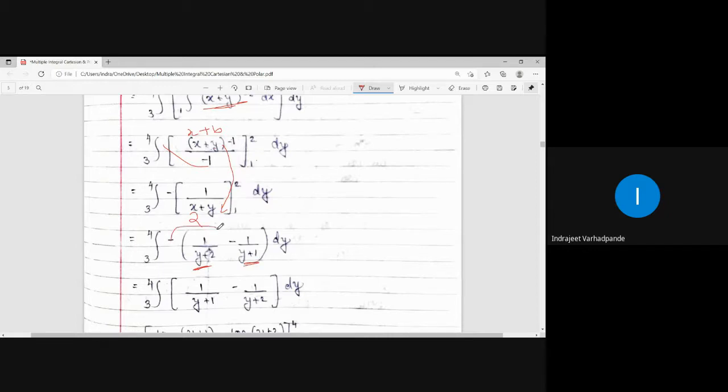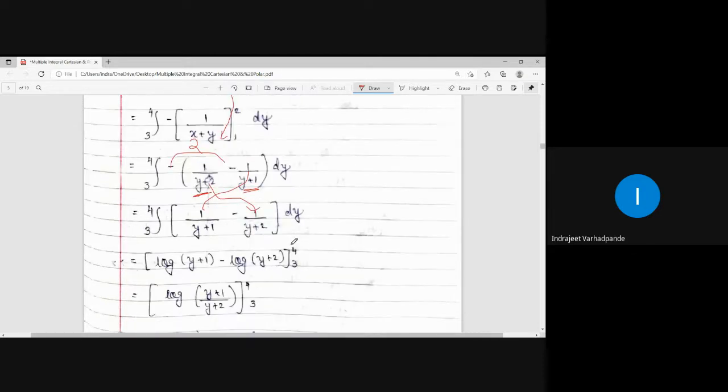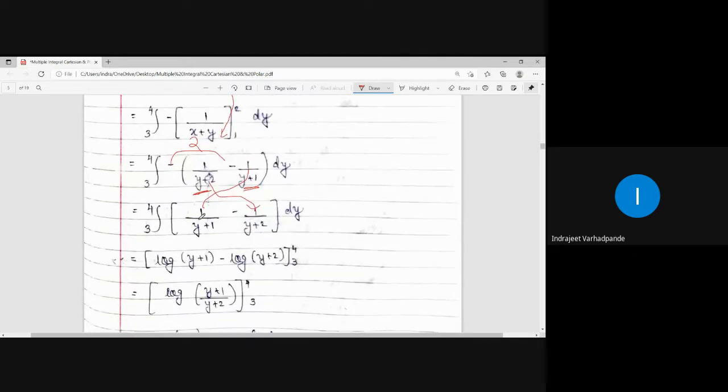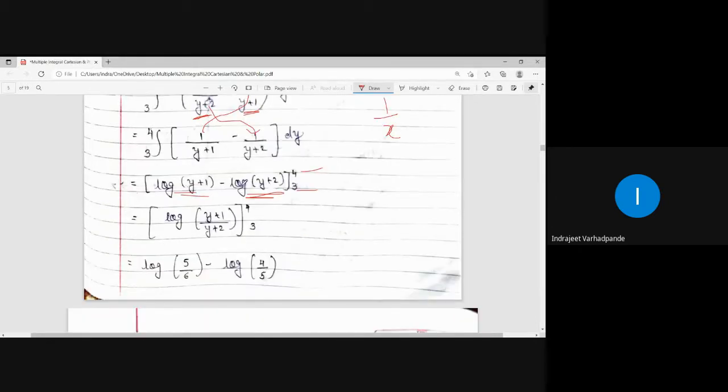Multiply by minus, so 1 upon y plus 1 will be the positive term, 1 upon y plus 2 will be the negative term. Integration of 1 upon y plus 1 is log y plus 1, because integration of 1 by x is log x. So integration of 1 upon y plus 1 is log y plus 1. Integration of 1 upon y plus 2 is log y plus 2. Upper limit to be put is 4, lower limit is 3. By logarithmic convention, log m minus log n is log m by n. Y plus 1 upon y plus 2.